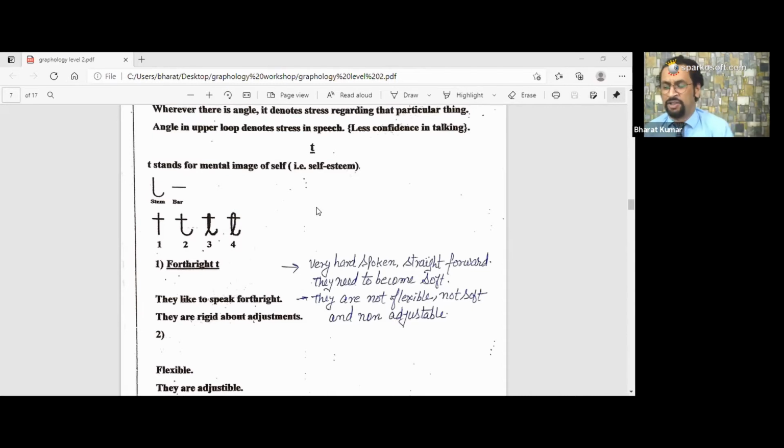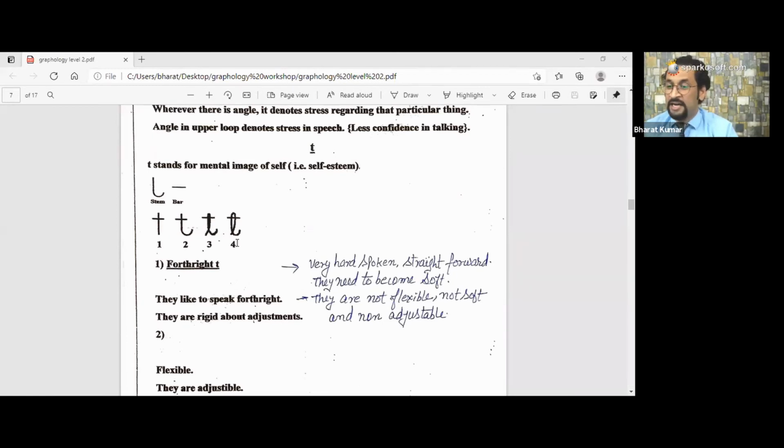I would always recommend, if someone is having the first kind of T, you should have the second type of T. Third one. The third one has a lower loop and an upper closed loop with bar. So the upper loop is not open, okay, and the stem is here and the loop in the lower side is there. They are moderate minded for new ideas, meaning they are not easily able to accept new ideas, but they will not easily deny new ideas.